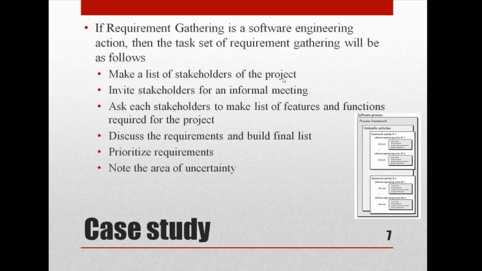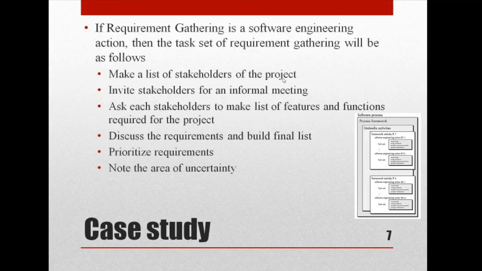Once you have taken the list of the persons who are going to use the project, you have to invite those stakeholders for an informal meeting. That is another task. Then the third step, after inviting them for the informal meeting, is to discuss with those stakeholders to get the features and functions required for the project. So they will be telling, these are the features I want, these are the functions I want. Likewise, the stakeholders will be listing out the various features and functions required for the project.